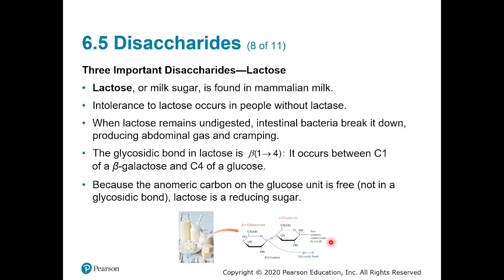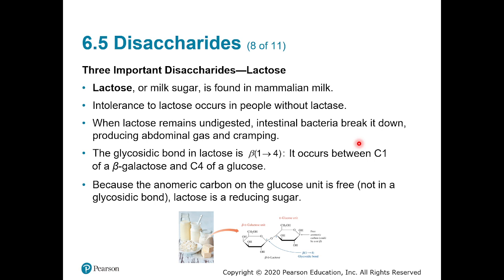Alright, so this is lactose. Again, this is the milk sugar found in mammalian milk. The intolerance to lactose occurs in people without lactase, which is the enzyme, or with a less functional lactase, or they don't make it as much. When lactose remains undigested, intestinal bacteria will break it down. This would produce abdominal gas and cramping because they're overworking that pathway.